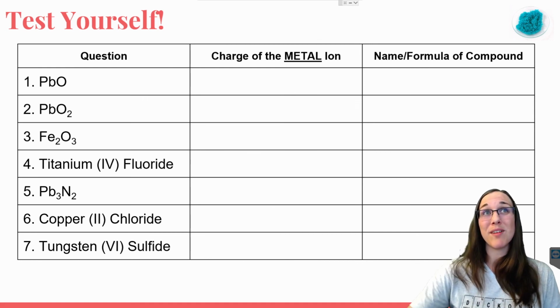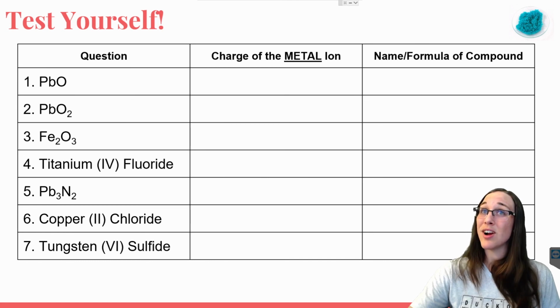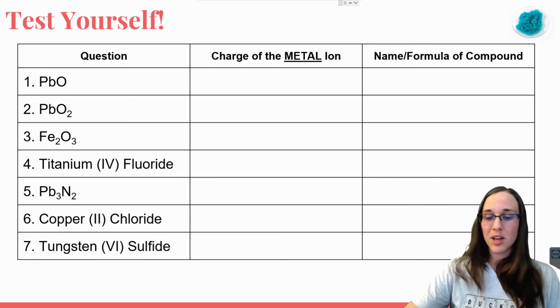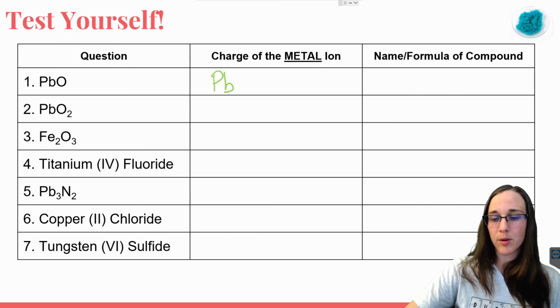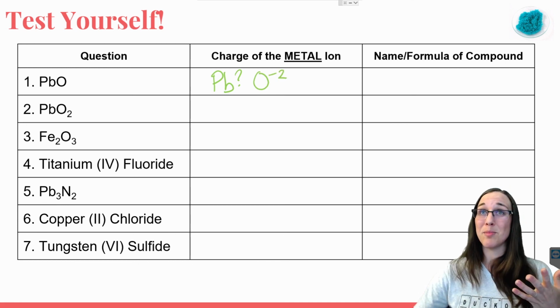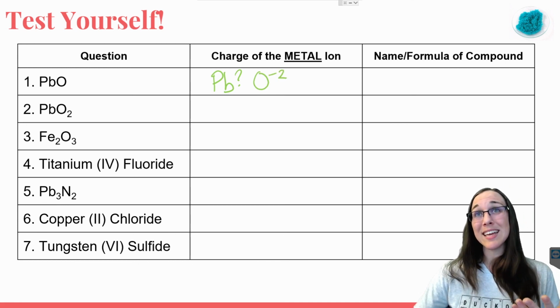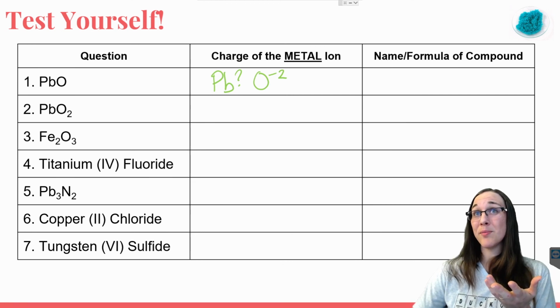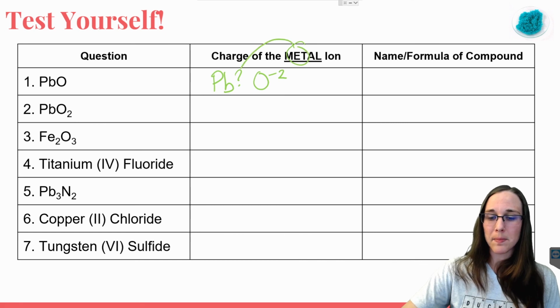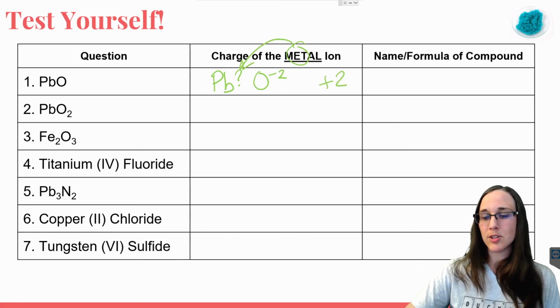This first one, however, is PbO. Pb stands for lead, and O stands for oxygen. The charge of the metal ion in this case, we don't know yet. We need to write Pb ? We do know that O has a charge of -2 all the time from the periodic table. So in this case, what -2 gives me 0? That would have to be 2. So the charge on the metal ion, our Pb, would have to be +2.